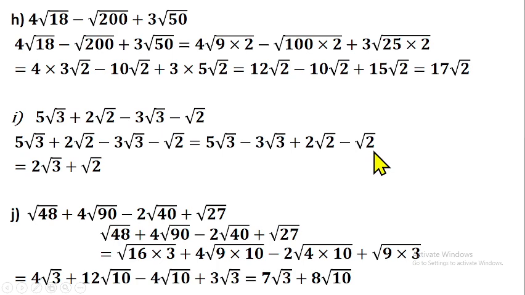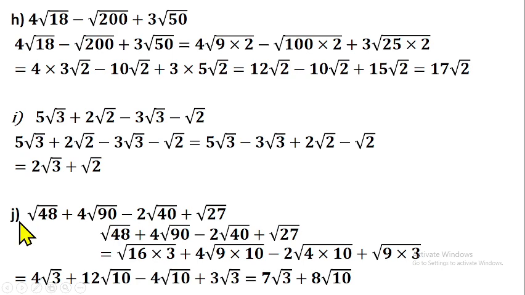So now, what can we do? We can subtract this √3 and √3 here because they are like surds, and we can do this one as well. So then we are having 5√3 - 3√3. That should give us 2√3, which I believe you understand how we got that. Then what is 2√2 - √2? That should give us plus √2. We are having 2 naira minus 1 naira. That should give us 1 naira, 1√2. So I hope you understand that clearly. So this is 2 ball minus 1 ball. That should give us 1 ball.